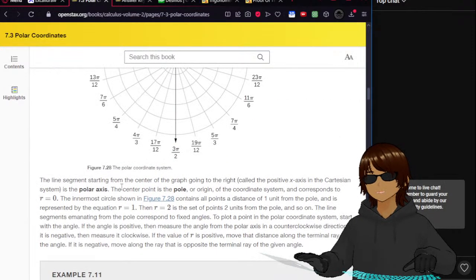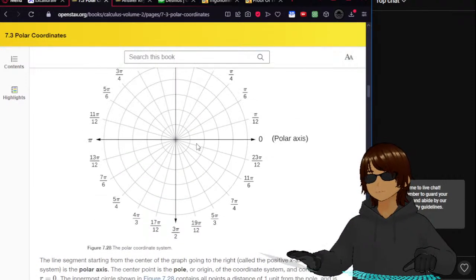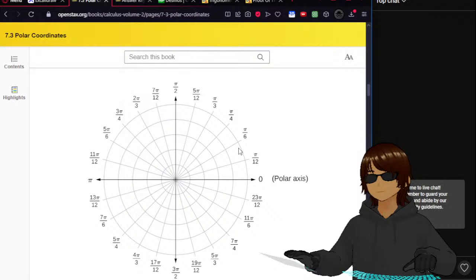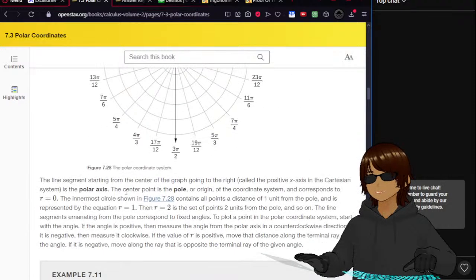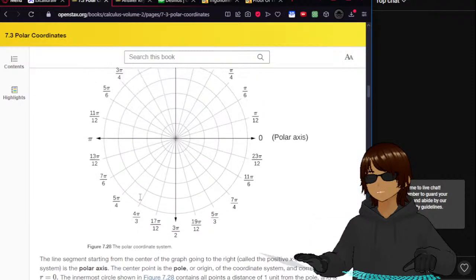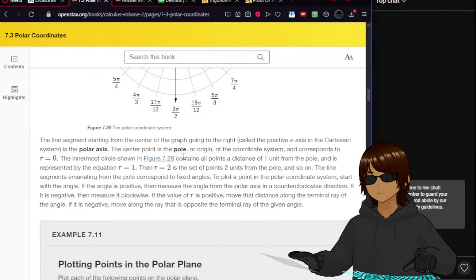The line segment starting from the center of the graph going to the right, called the positive x-axis in the Cartesian system, is the polar axis. The center point is the pole or origin of the coordinate system and corresponds to r equal to 0. The innermost circle shown in figure 7.28 contains all points a distance of 1 unit from the pole and is represented by the equation r equal to 1.